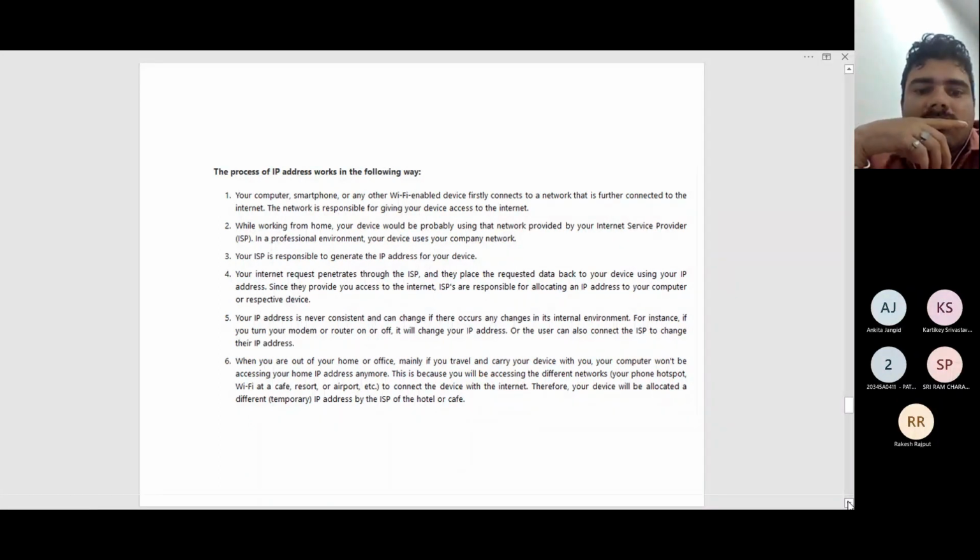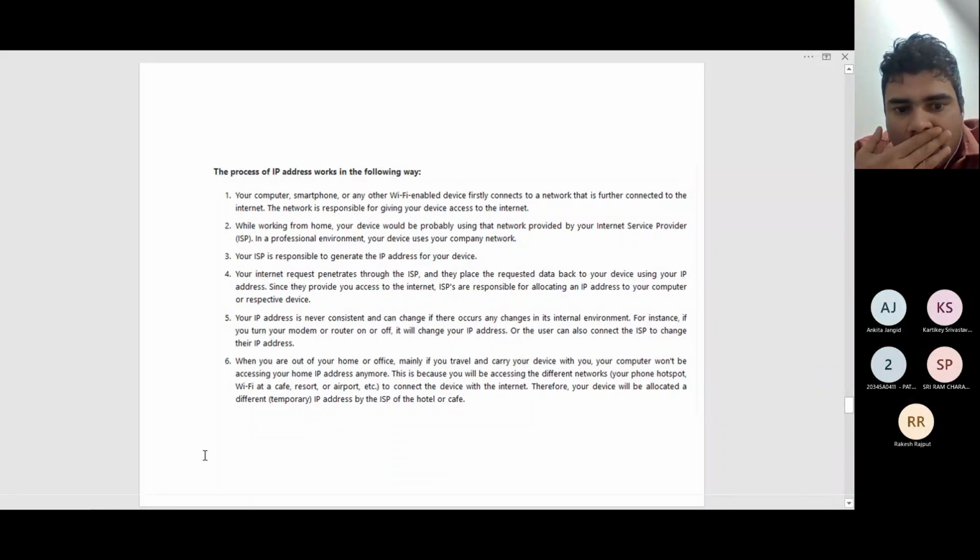Then your IP address is never consistent and can change if there are any changes in its internal environment. For instance, if you turn your modem or router off and on, it will change your IP address, or the user can also contact the ISP to change the IP address. Basically, your ISP's private IP is given to many customers. So your device's IP address keeps changing day by day.